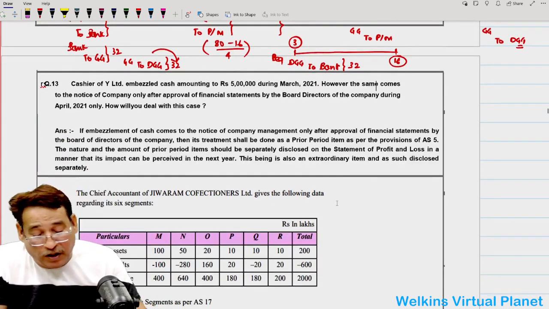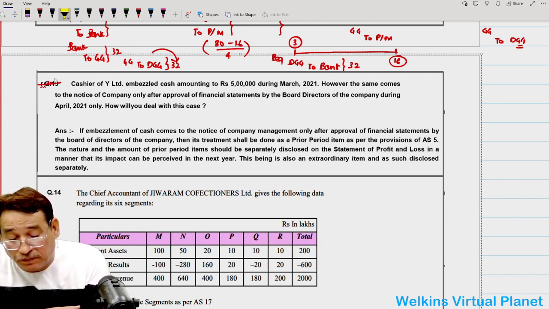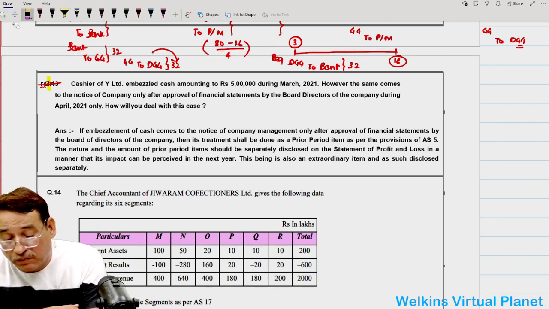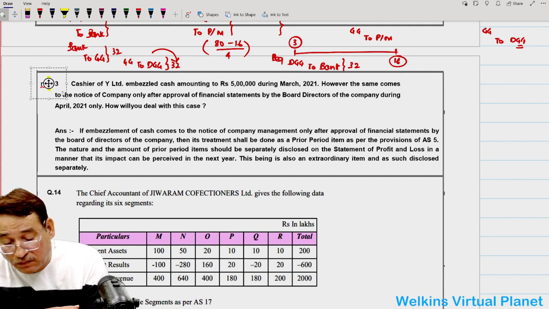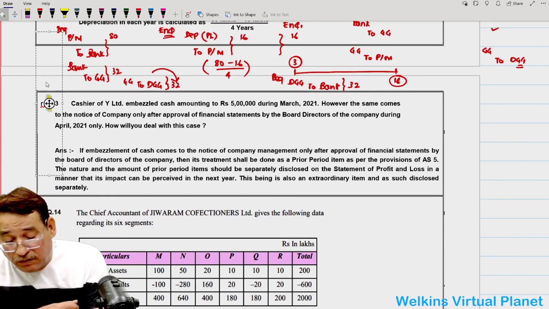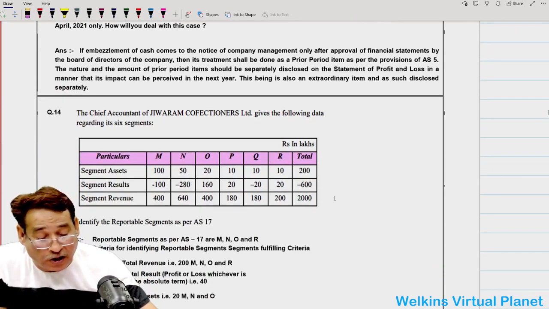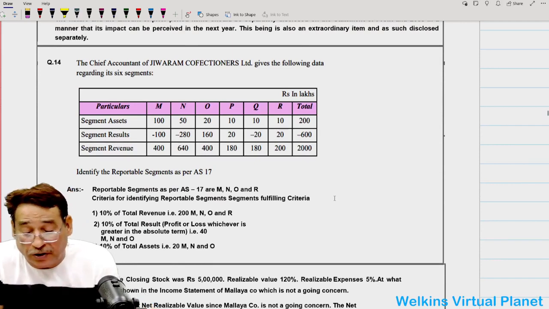Question number 13 is a mere repetition of the earlier question. You can do it by yourself. You need to understand that question number 13 is similar to the question which we just did a moment ago. It is again related to cash embezzlement, and the same question, same answer will be there.